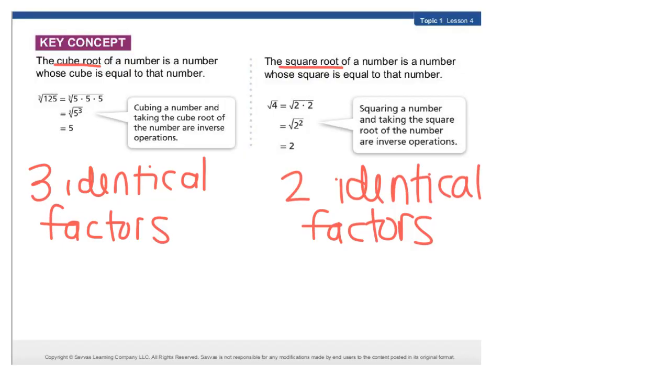In addition, it's important that you know that cubing a number and cube rooting a number are inverse operations. They undo each other. Same thing with squaring a number and square rooting a number. They undo each other. They are inverse operations.